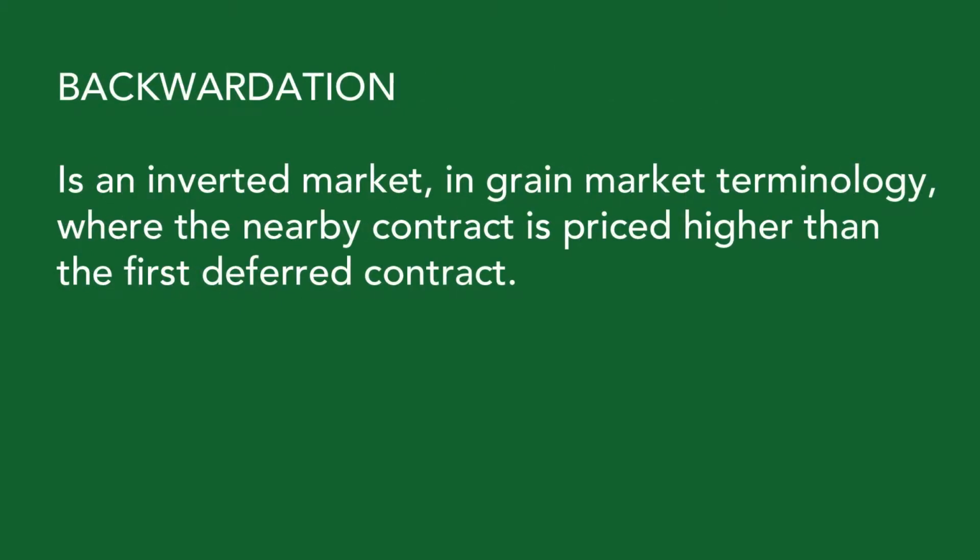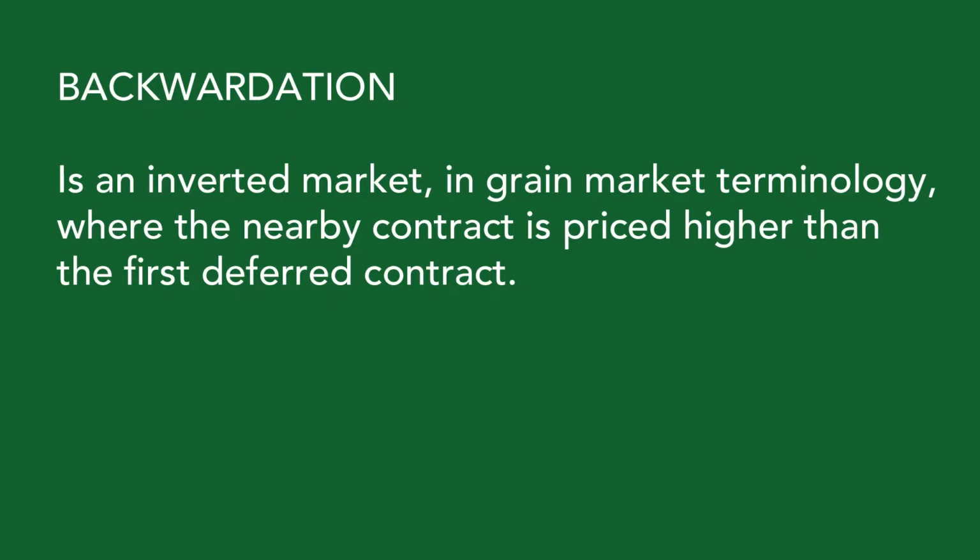Backwardation. It's an inverted market in grain market terminology where the nearby contract is priced higher than the first deferred contract. A backwardation that is getting larger, wider, indicates commercials are becoming more bullish, most likely because supplies are tight and prices need to move higher in the near term to ration demand. While a smaller or narrower spread means commercials are becoming a little bit less bullish towards that neutral area.